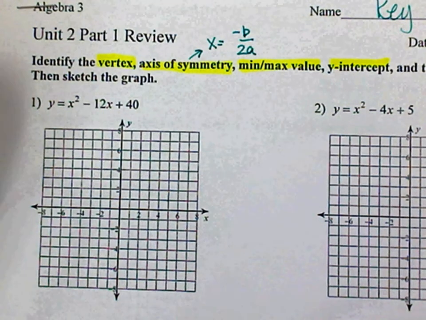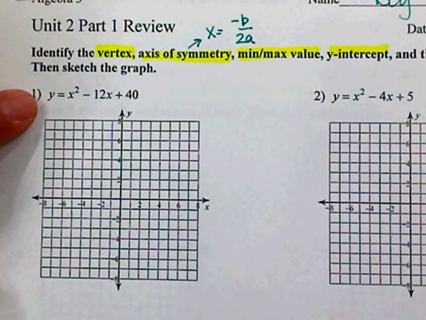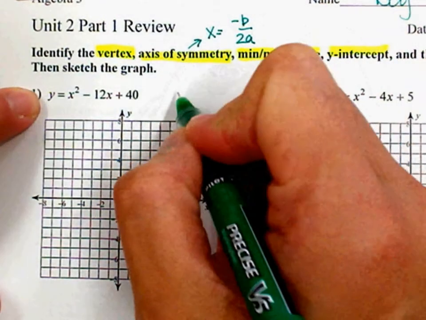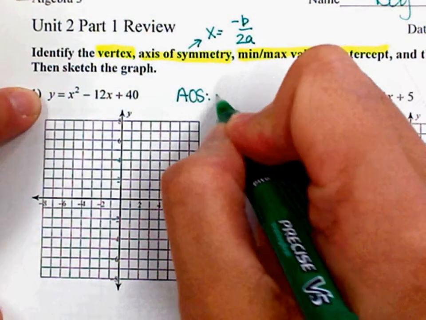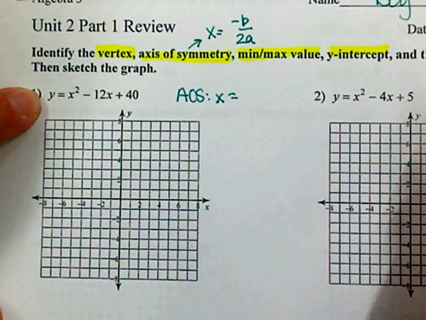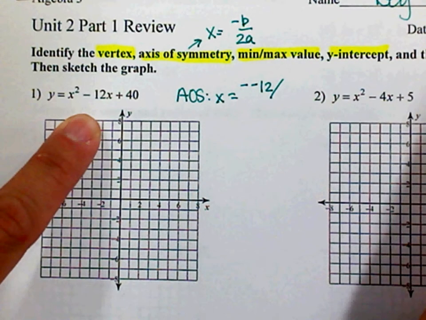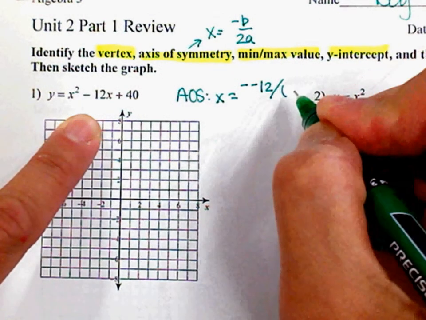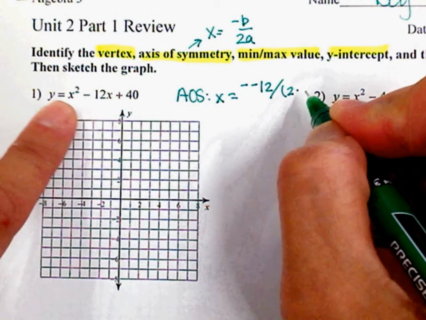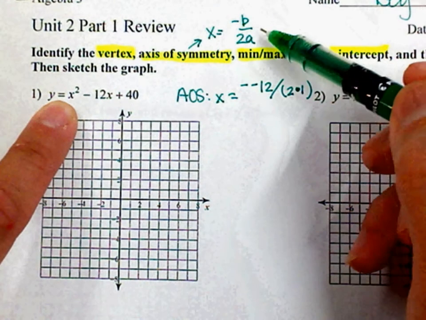Here we go. Number 1. y equals x squared minus 12x plus 40. This is in standard form. You want to find the axis of symmetry. Okay, so AOS. x equals -b, and so negative 12, a negative becomes a positive, divided by 2 times a, which is 1. That's a multiplication symbol right there. So I just plug that in.